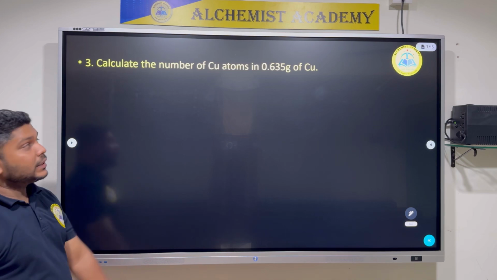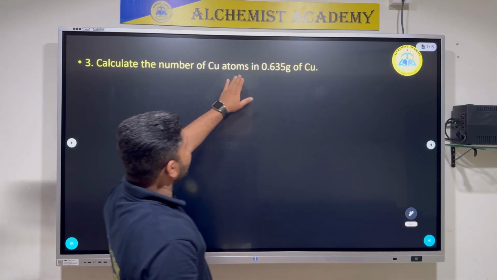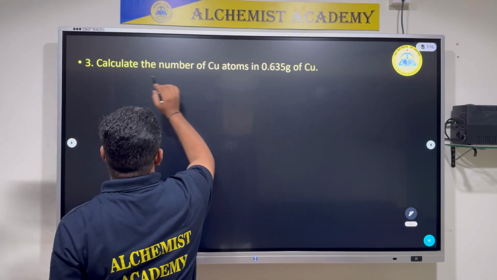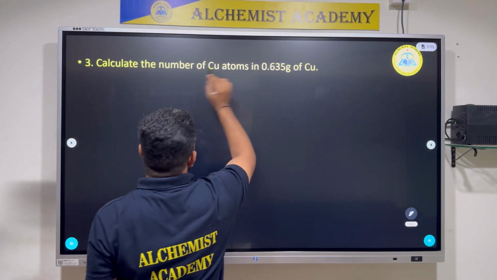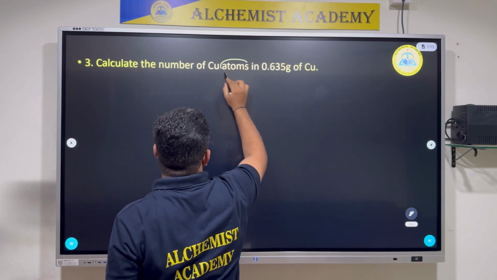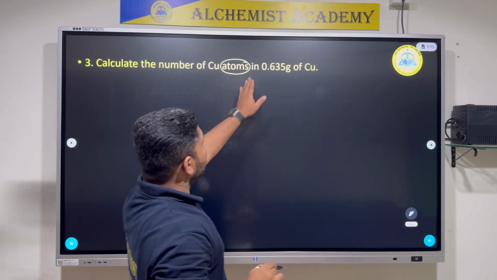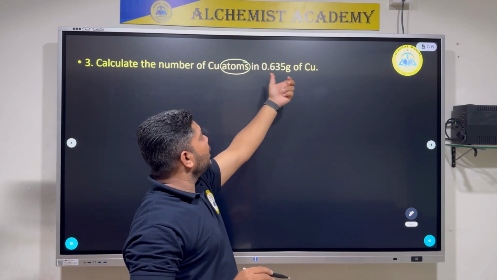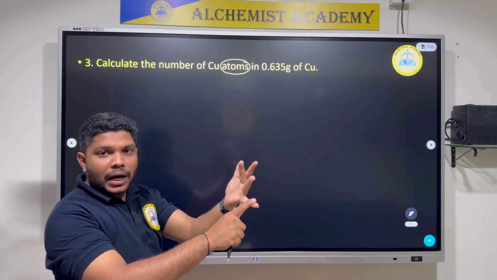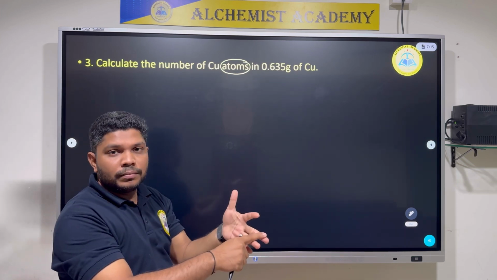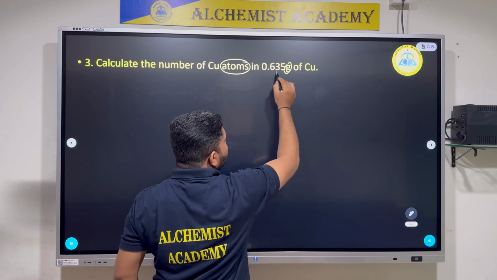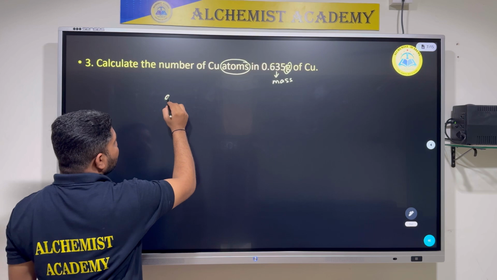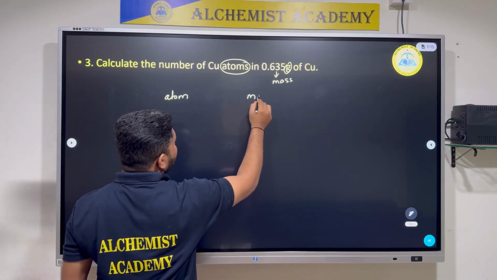The next problem it says that calculate the number of copper atoms in 0.635 grams of copper. Now again you find out the two relations here. Now calculate the number of atoms you have identified in 0.635 grams of copper. When I am saying 0.635 grams, what does it mean? It means mass, it means mole, or it means volume. Everyone knows this. Grams means it is nothing but a mass. Correct? So it's a relationship between again an atom and a mass.